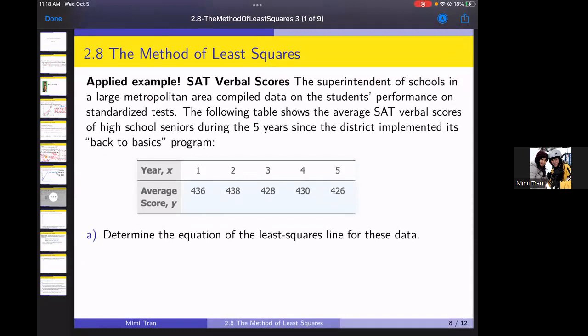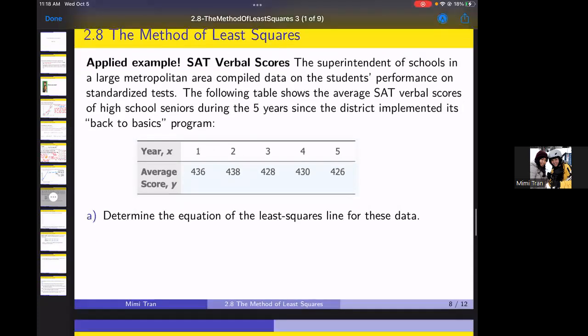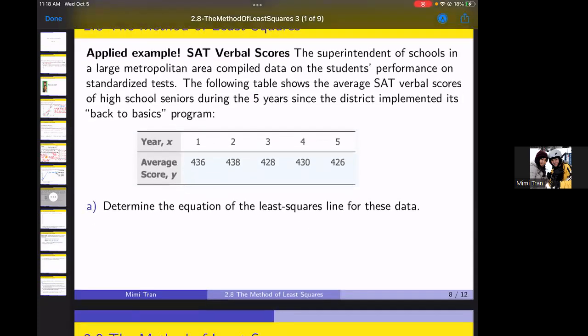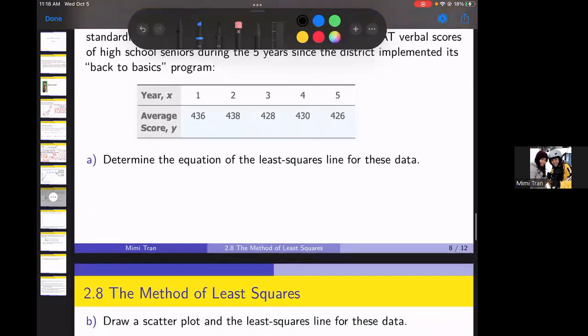The superintendent of a school in a large metropolitan area compiles data on the students' performance on a standardized test. The following table shows the average SAT verbal scores of high school seniors during the 5 years since the district implemented its Back to Basics program. Year 1, average score is 436. Year 2, average score is 438, etc. Now they want you to determine the least squares line for these data.